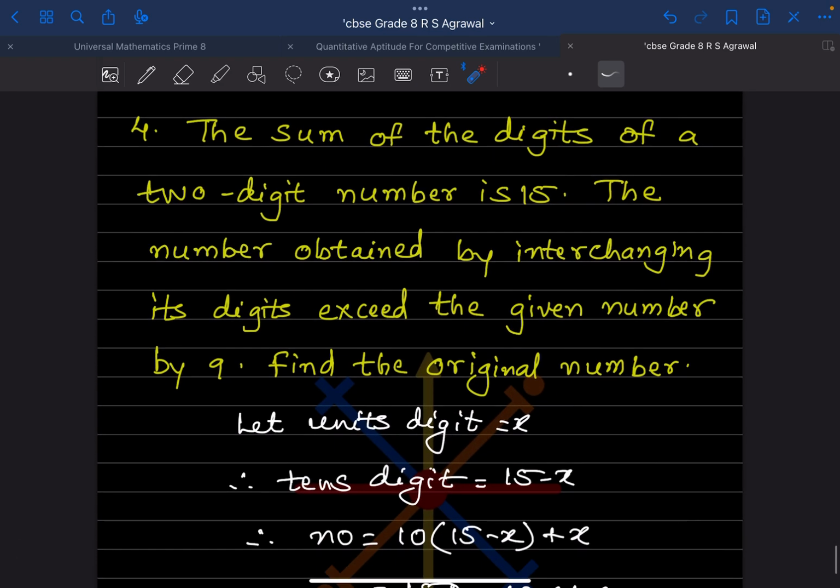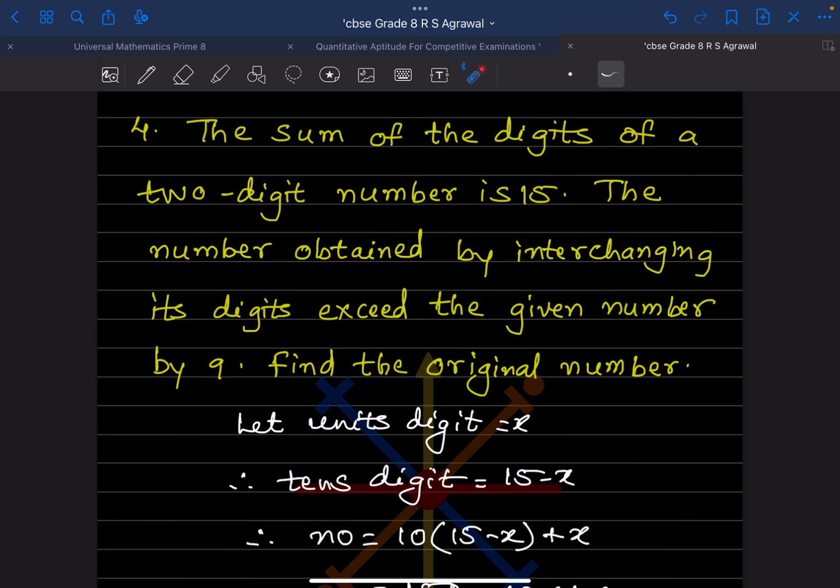Now here they said the sum of the digits of a two-digit number is 15, and the number obtained by interchanging its digits exceeds the given number by 9. So you have to find the original number. Again here we can consider, because the sum of its digits is 15: if you take the unit place as x, then the tens digit is going to be 15 minus x, because whenever you take one number x, the other is the given sum 15 minus that one.